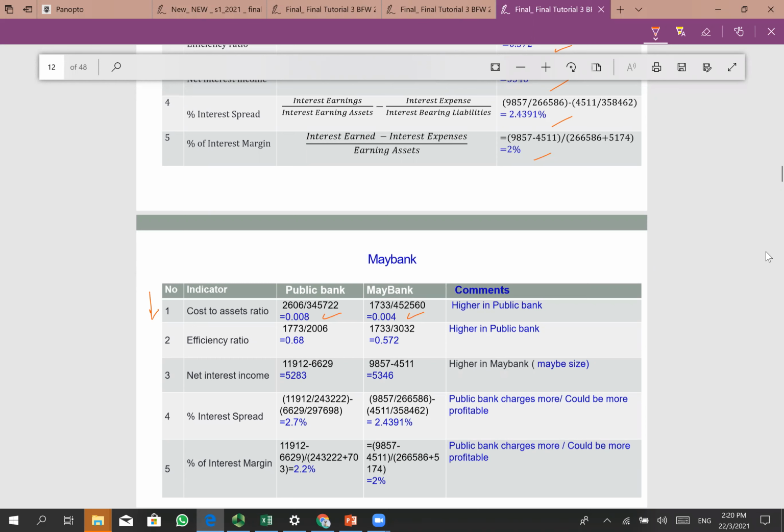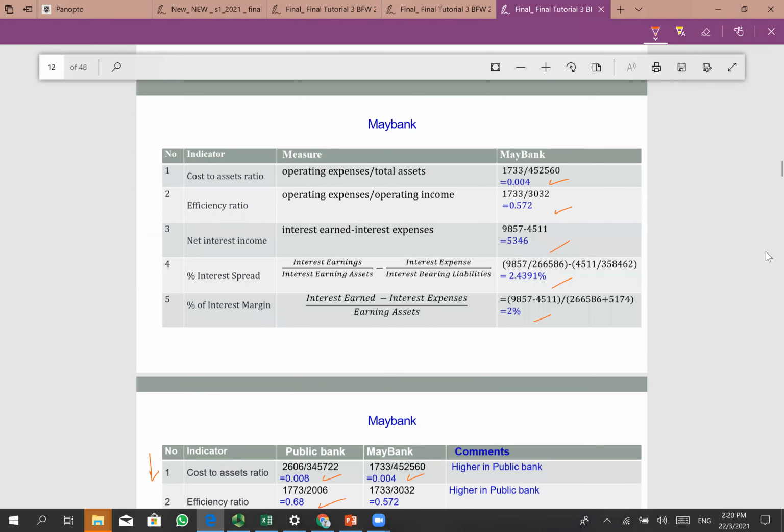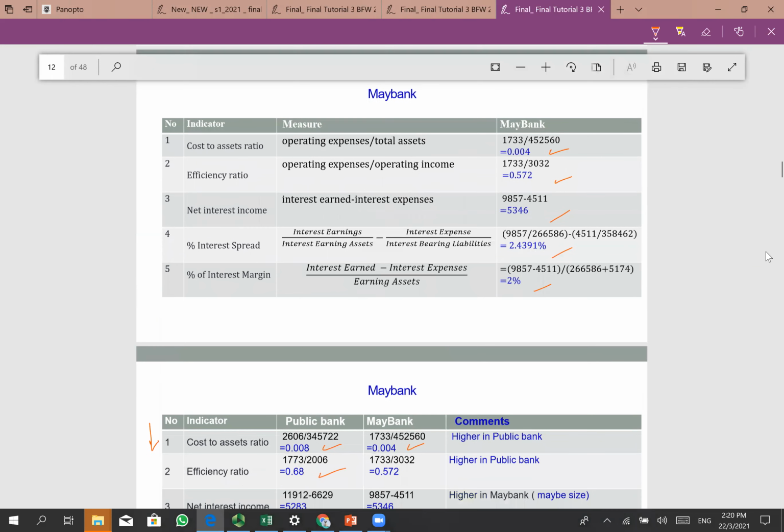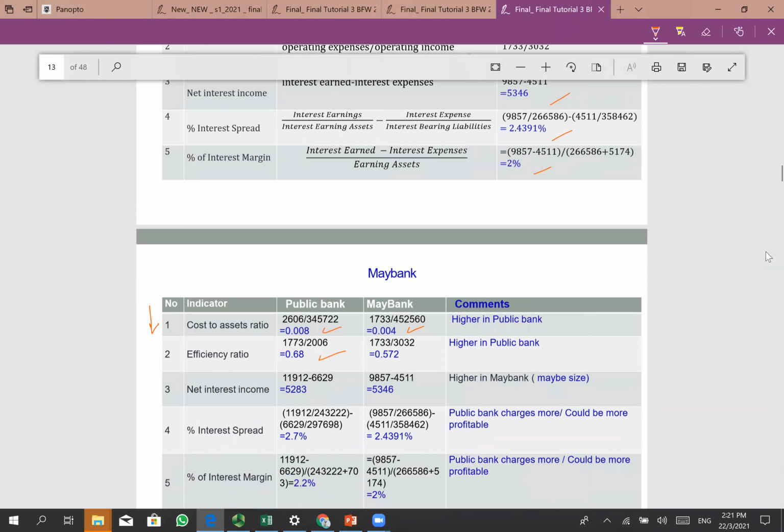This is just my conclusion, and when you comment on anything, you comment based on the information available. For the efficiency ratio, I find also Maybank is spending high, because the efficiency ratio is operating expenses over operating income, which means how much it costs me for every dollar I get as income. It costs me 68 cents, while it is 57 in public bank.